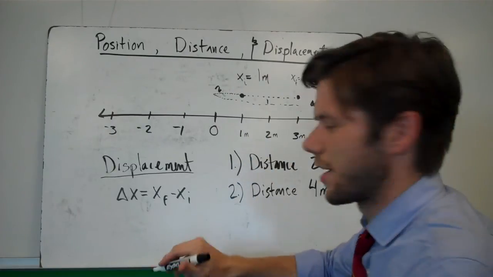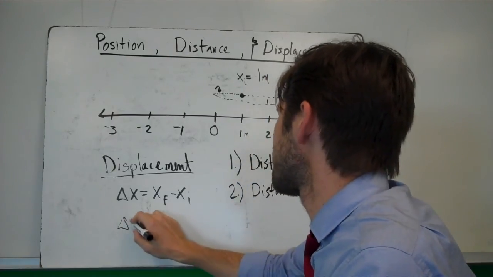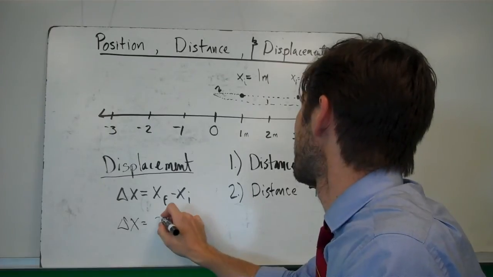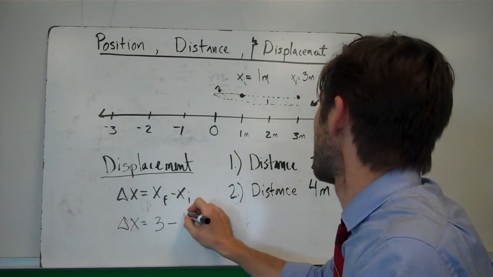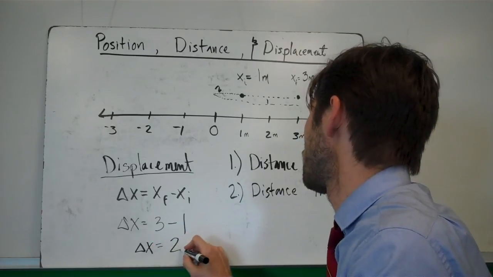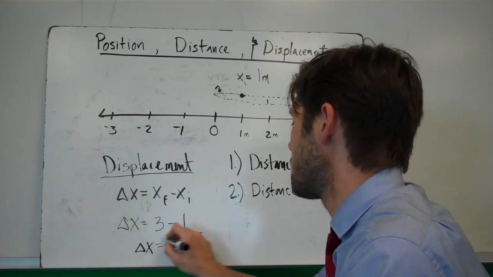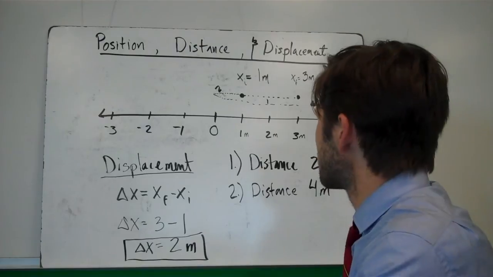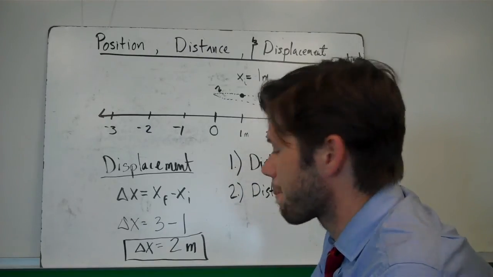So let's do that for this scenario. Delta x equals 3 minus 1. So delta x will equal 2, and I want to make sure I have a unit on there, meters. So it's 2 meters. Well, what does that mean?